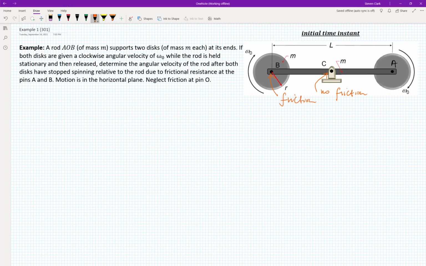Okay, I think the problem statement is clear. Oh, maybe one more thing. Please look at that sentence. Motion is in the horizontal plane. That means that our g acts into the page. Our g acts in this direction. Okay, let's start our solution.